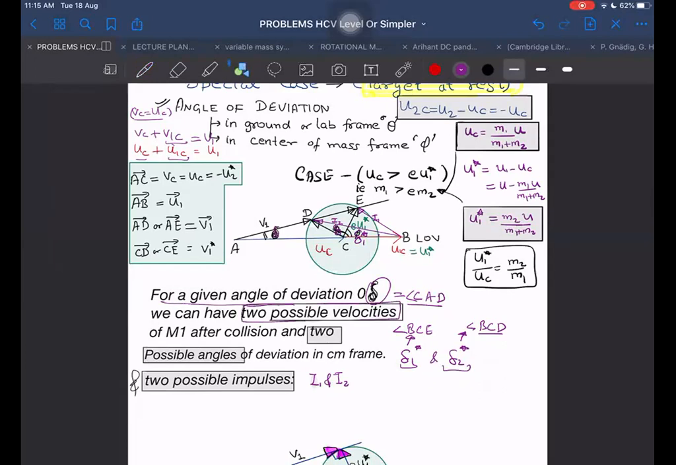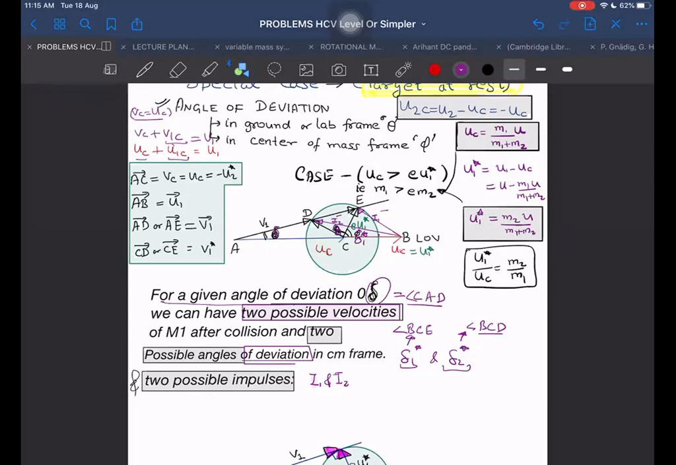velocities, right? V1, two possible velocities are there, and also two possible angles of deviation, right? And two possible impulses also will be there. Impulse means change in velocity, so if velocities are two, then change in velocity will also be two. Then there will be two possible impulses. Those impulses I have represented by I1 and I2 vectors.